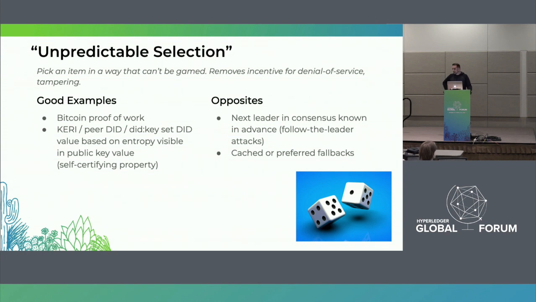The peer DID stuff that I talked about earlier today and Carry set the value of a DID based on entropy that came out of a secure random number generator. Why? So that you cannot subvert the system and steal ownership of an identifier that you're not supposed to. So that's unpredictable selection of the value of a DID.